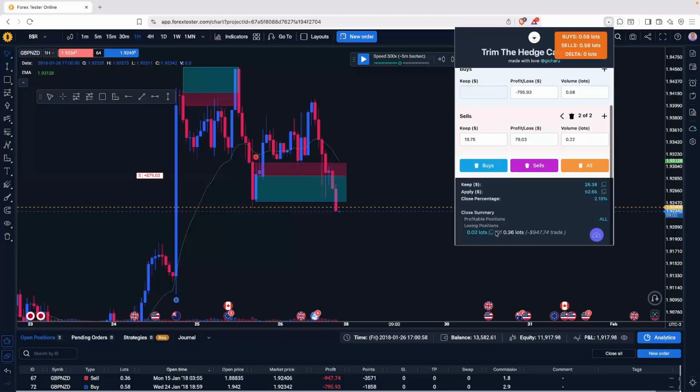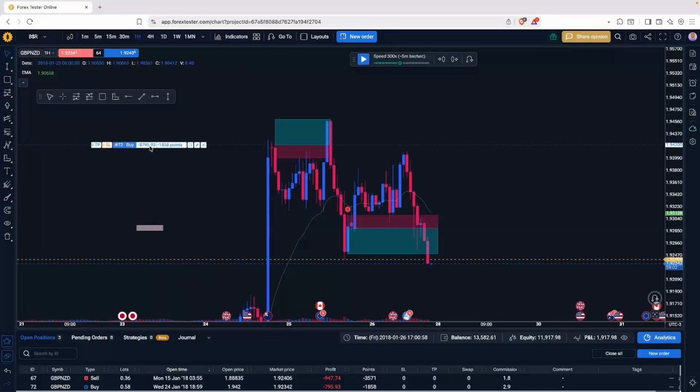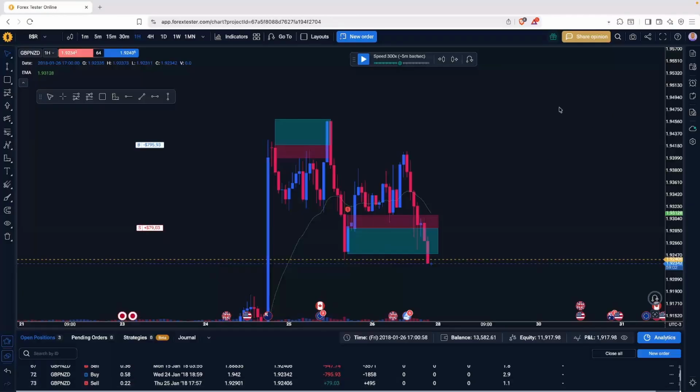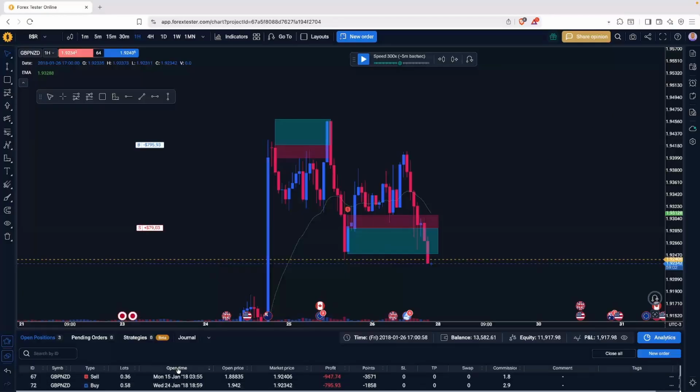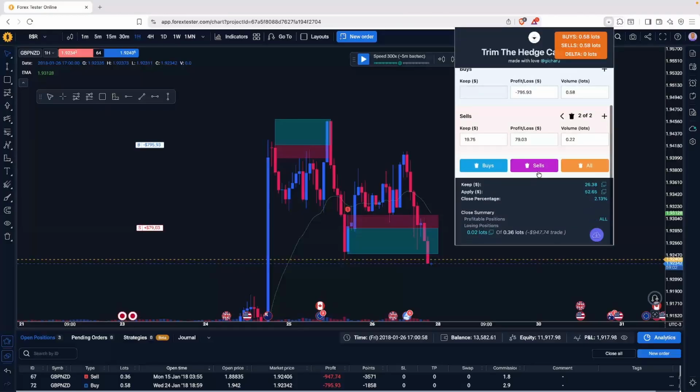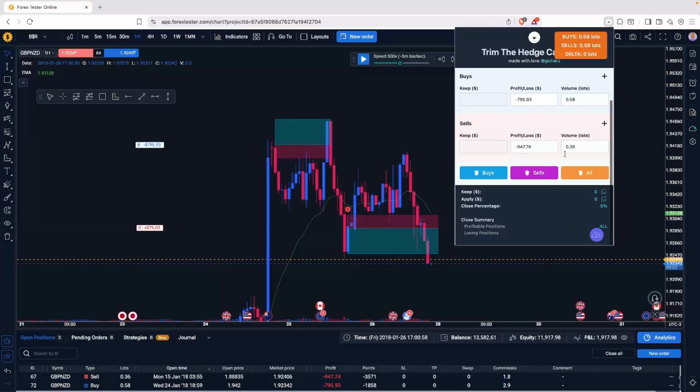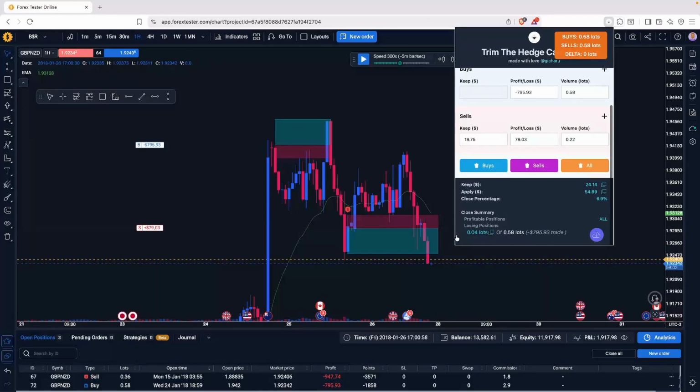Let's see, 0.02 lots of the 0.36. 0.36 should be this. Wait, it's actually trimming on the same side. That's odd. Oh yeah, the calculator actually trims the farthest trade. So if you want to change that behavior, you could manually input this, which would be 79.03, and then it's 0.22, I believe, and then here we are keeping 19.75, so as to force it to actually trim this trade.